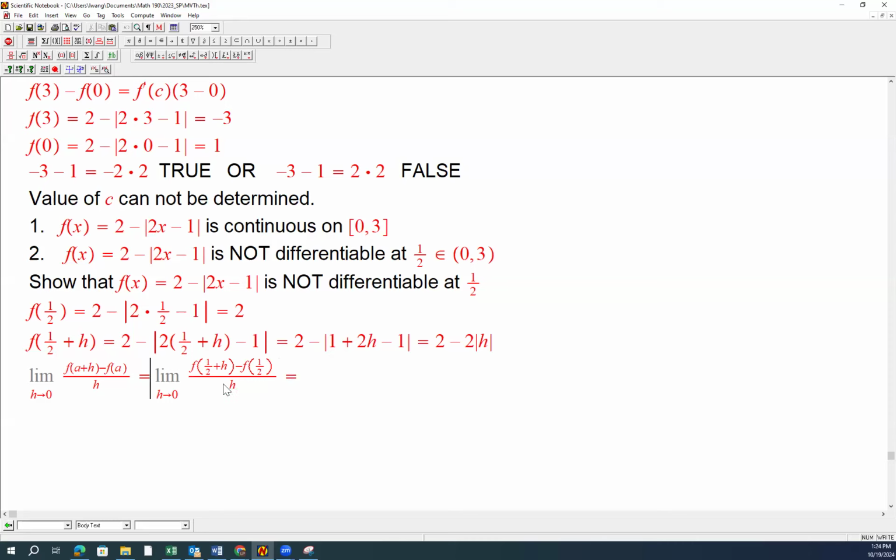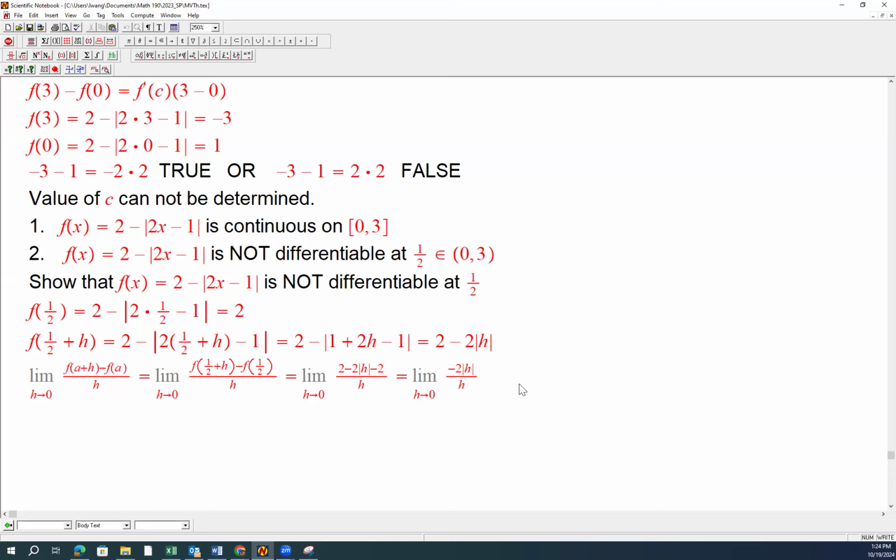Okay, plugging in numbers. So this piece will be replaced by that over here. Boom. F of half is 2. So 2 subtract 2, that's going to be 0. So in the end, we got this simpler form, which is the 2's make 0. So we get -2 times absolute value of h.